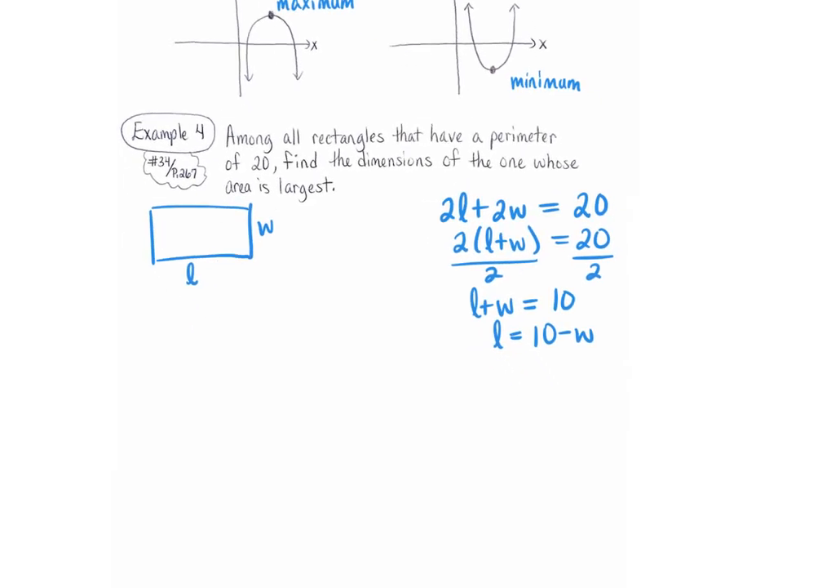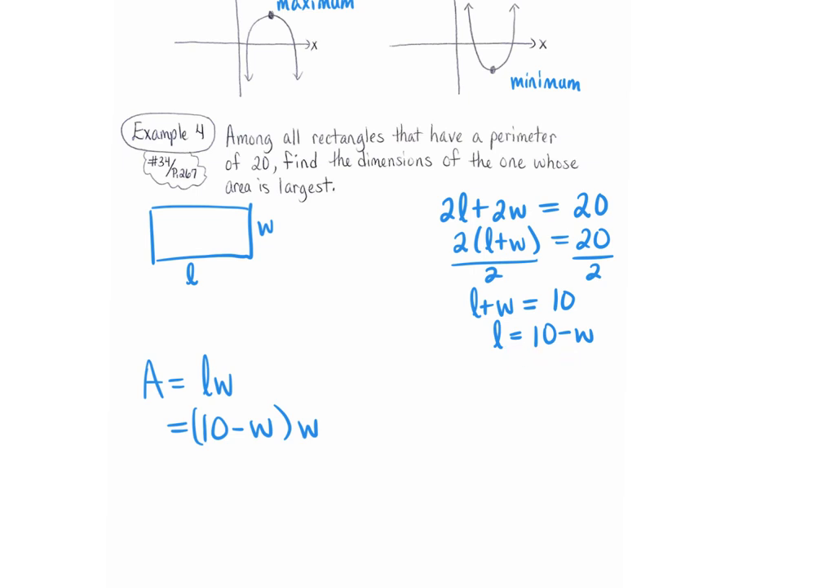And now we know we want to find the dimensions of the one whose area is the largest. Area of a rectangle is length times width. Area is equal to length times width. We know L is what? 10 minus W. So L is 10 minus W times W. We know L here is 10 minus W.